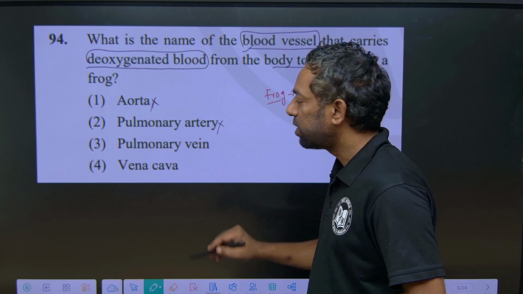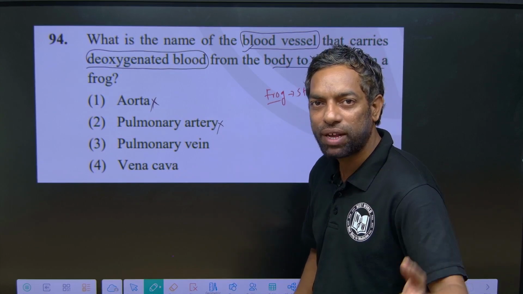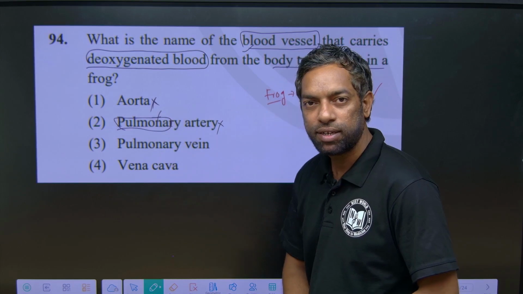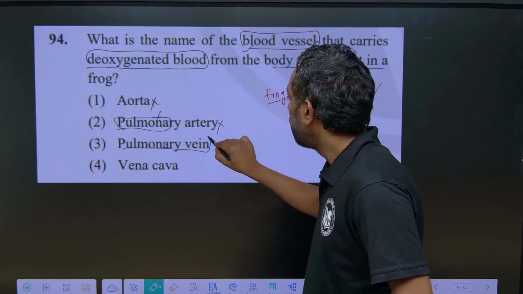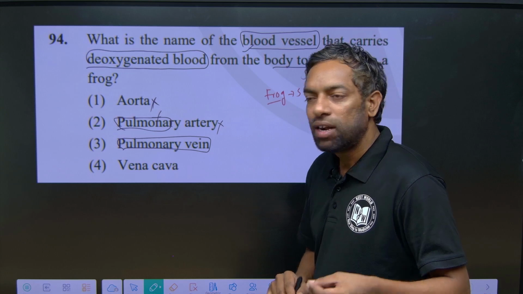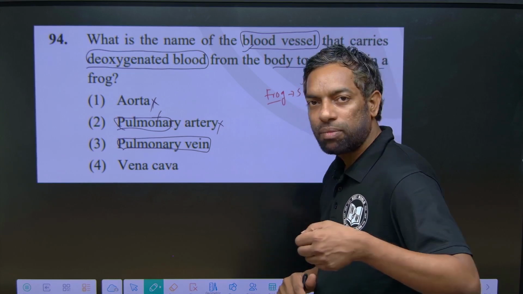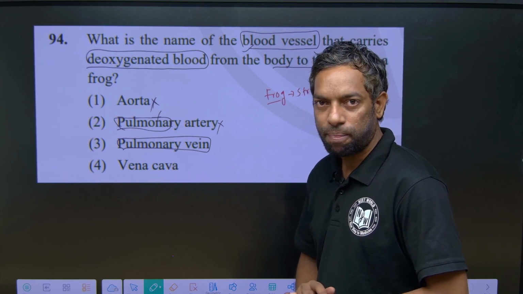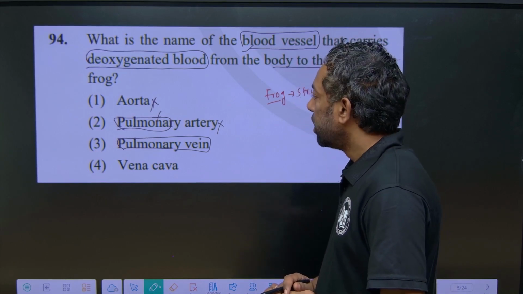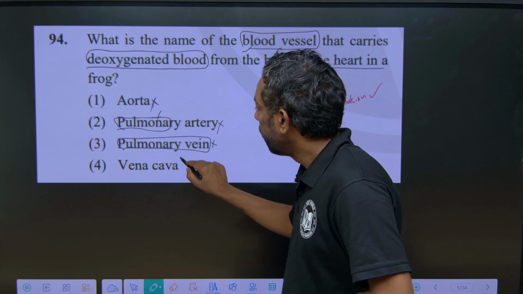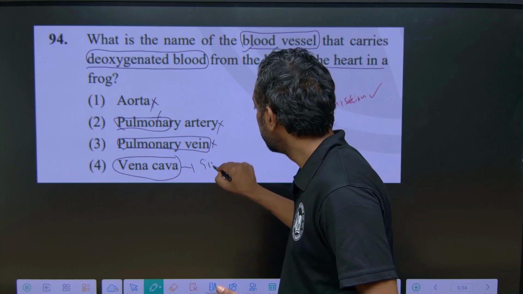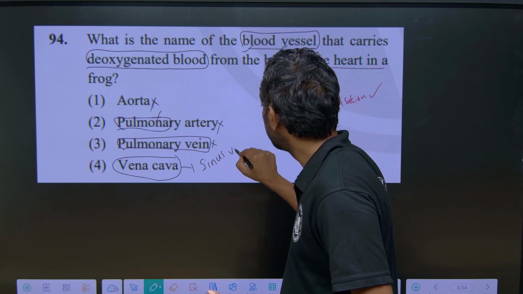Pulmonary artery is relevant to the lungs, which purifies the blood; it carries blood from the heart to the lungs, so you absolutely have to eliminate this. And pulmonary vein, guys, carries blood from the lungs to the heart, so this is also eliminated. Vena cava, in the frog, is the sinus venosus.